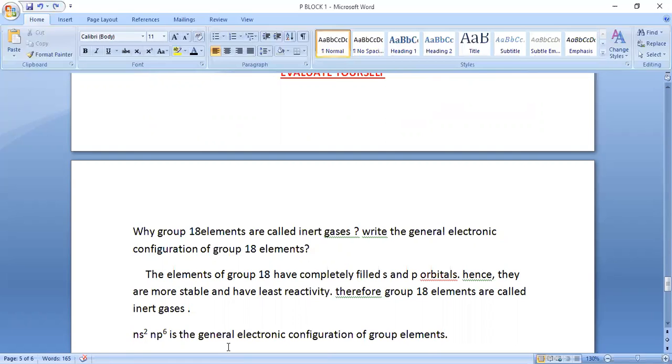They have least reactivity. Since the orbitals are already completely filled, they will not accept any electrons from other compounds. So we call them inert gases. Therefore, group 18 elements are called inert gases. ns2 np6 is the general electronic configuration of group 18 elements.